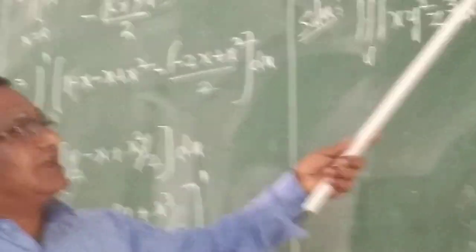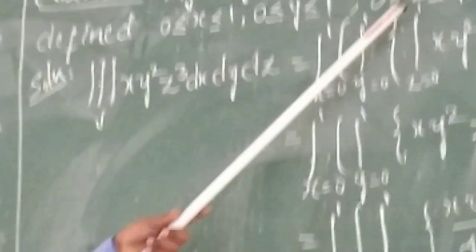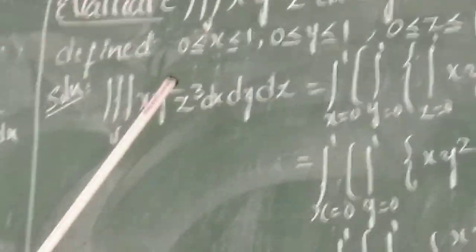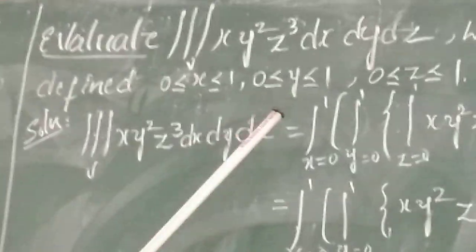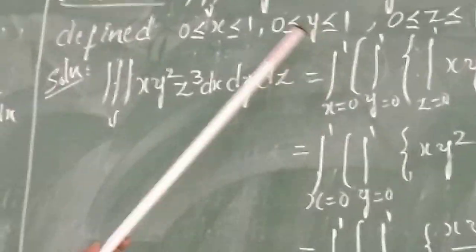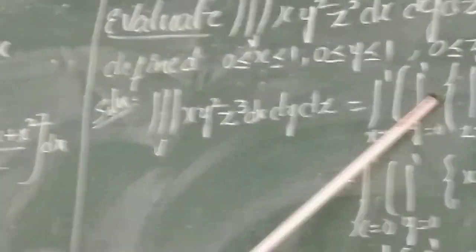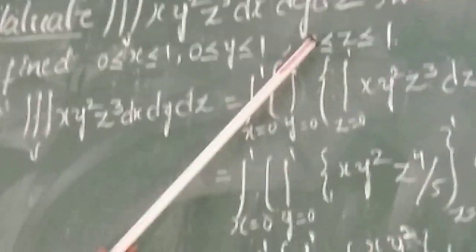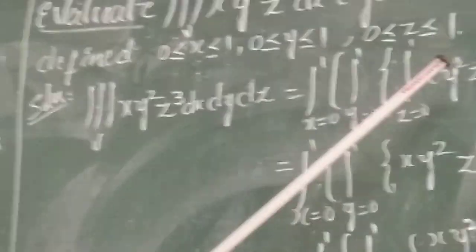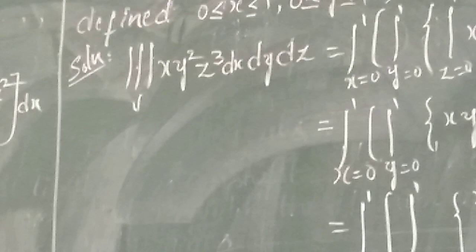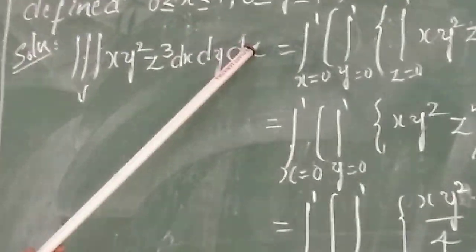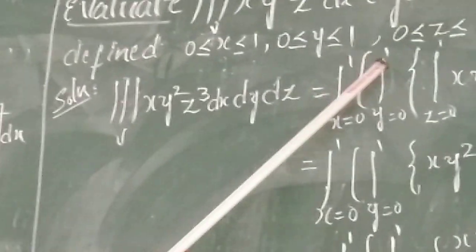Evaluate triple integral over v of x into y squared into z cube into dx into dy into dz, where v is defined in this fashion. 0 is less than or equal to x, less than or equal to 1. 0 is less than or equal to y, less than or equal to 1. As z, 0 is less than or equal to z, less than or equal to 1. Means x varies from 0 to 1, y varies from 0 to 1, z varies from 0 to 1.